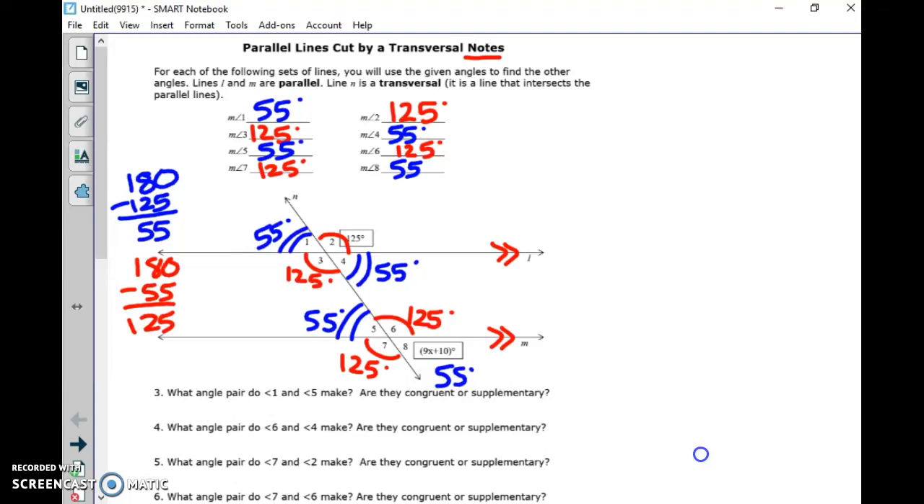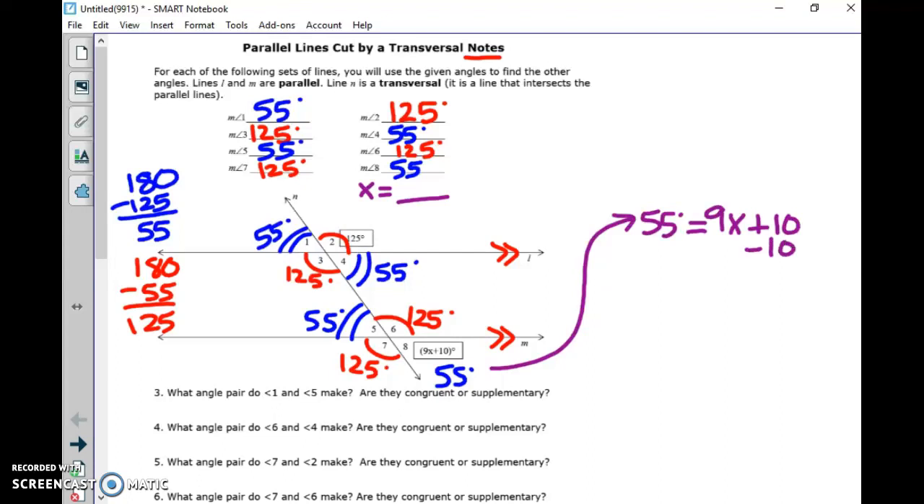But we're going to add a little something here. What does x equal? That's the question. Okay, so check it out. We're going to take this information over here. Angle 8 we know is 55 degrees, but we know it also equals this box down here, 9x plus 10. So if we know both of those are equal, we set them equal, and we solve it the way we normally solve. We get rid of the 10, minus 10 on both sides. So we get 45 equals 9x. And then we get rid of the 9 by division. So x equals 5.